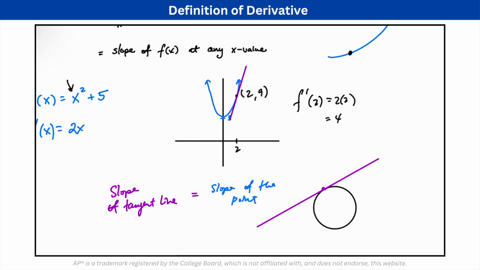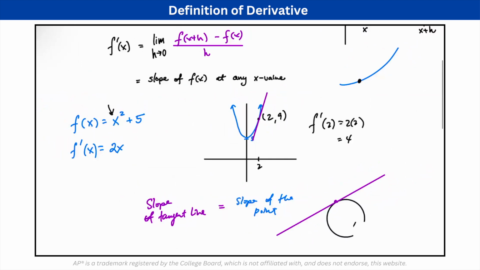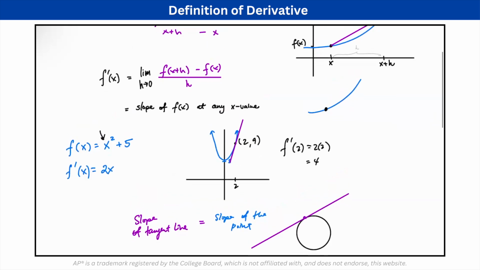So if you say, I got f prime of x, great. That is a very versatile function that you can use to find out the slope at any point on the graph. Are we good? That is the definition of the first derivative.